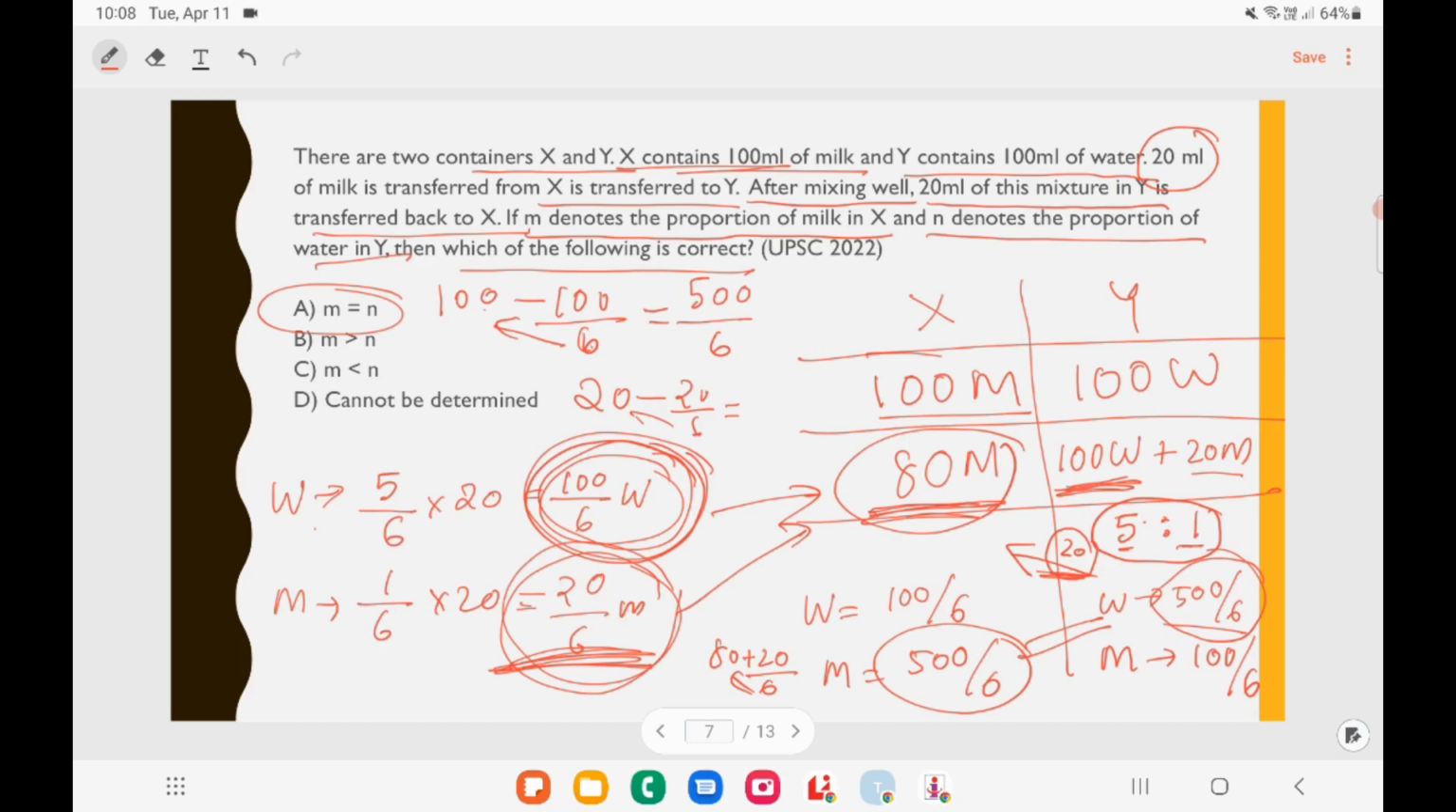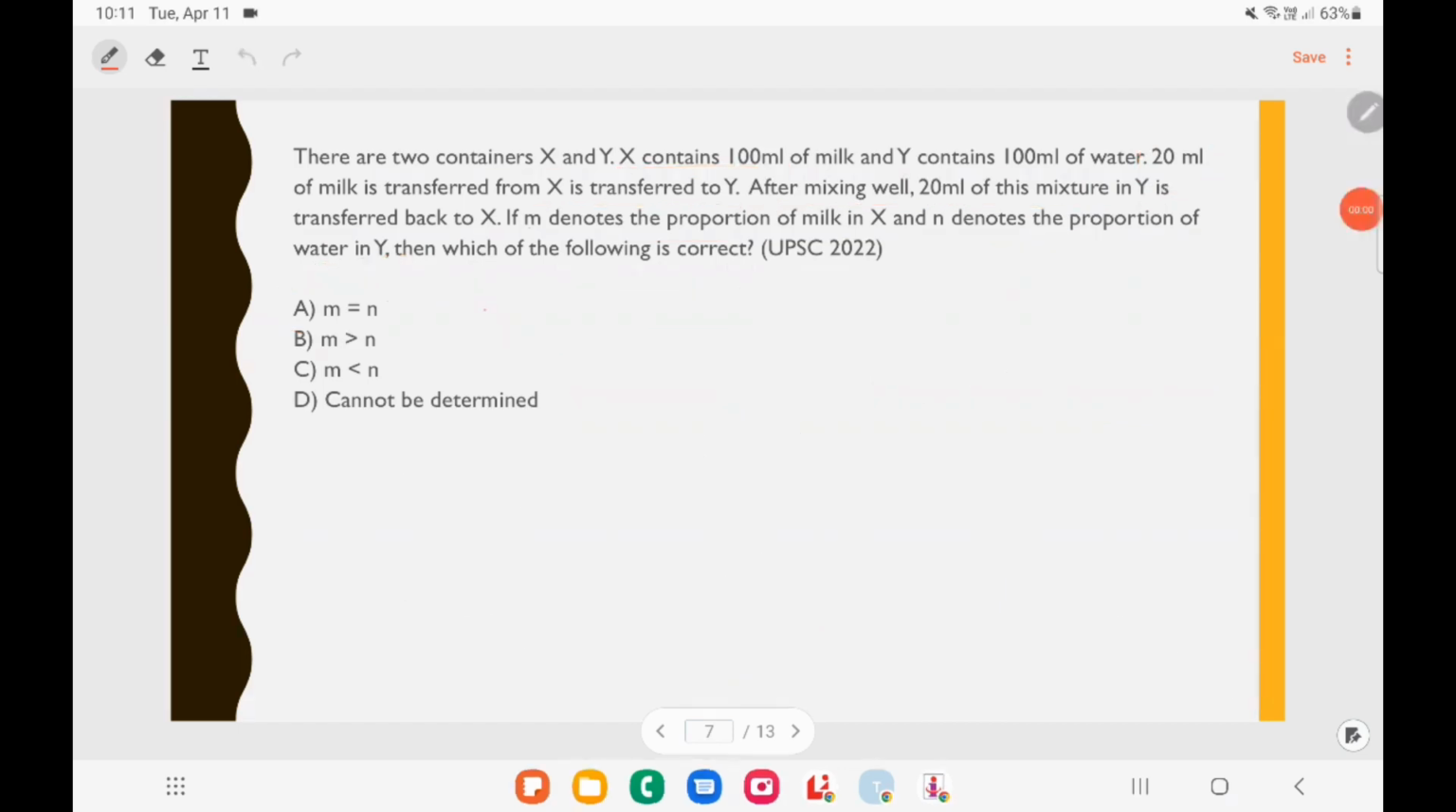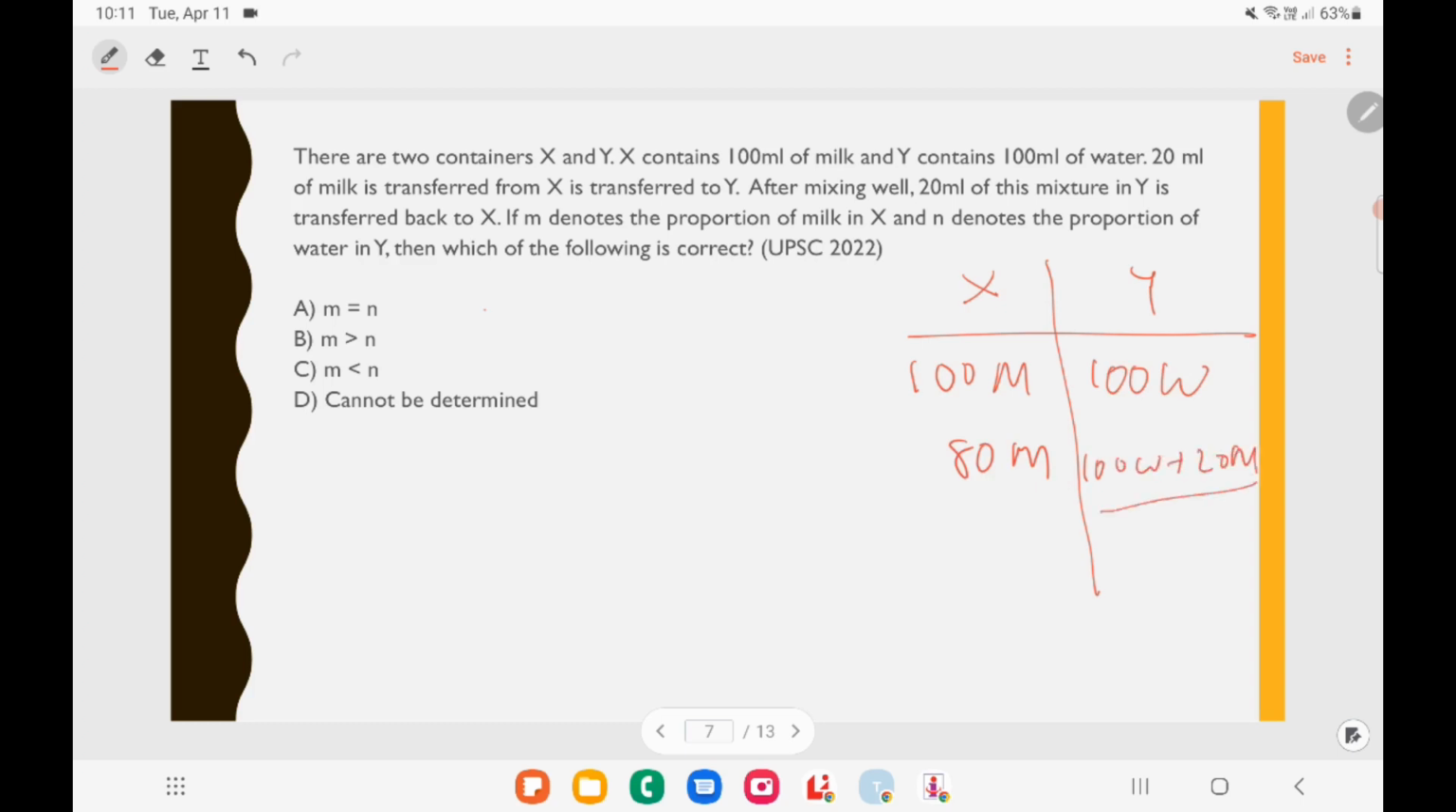I will tell you how you can do that. So now let us see how we can make the calculations easier. The initial steps are the same. You have two containers X and Y. X is having 100 ml of milk and Y is having 100 ml of water. From X to Y we are transferring 20 ml. So X becomes 80 ml of milk and Y becomes 100 water and 20 milk. So here just find out the ratio. The ratio is 5:1. Water to milk ratio in Y is 5:1.